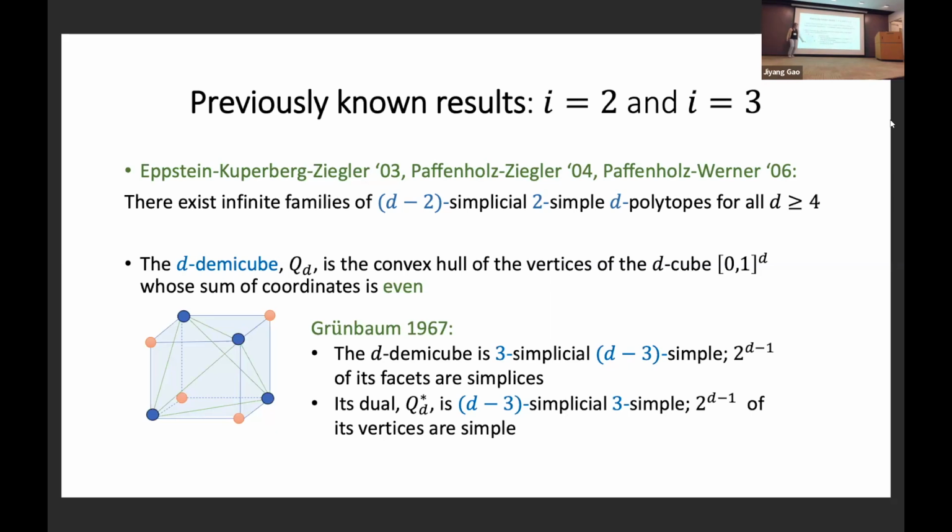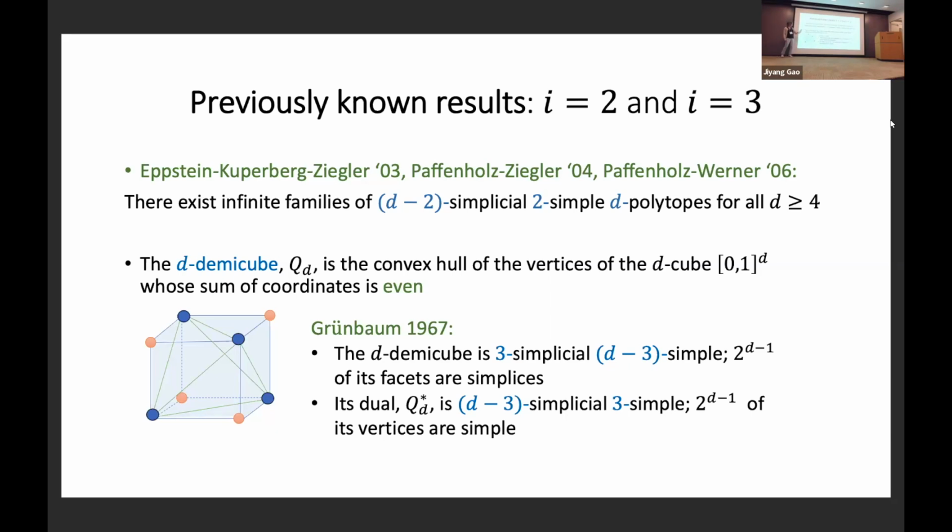So imagine that this is the origin. These are the blue vertices. Of course, you can now take the convex hull of those blue vertices. You can draw your three-dimensional pictures. Not that interesting: what you get in this case is a simplex. But actually, from this fact, it follows that the general dimension d demi-cube is always 3 simplicial and d minus 3 simple. And this will be important for later, but this polytope always has some facets that are simplices.